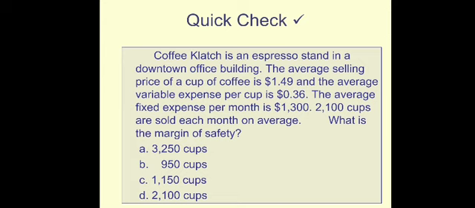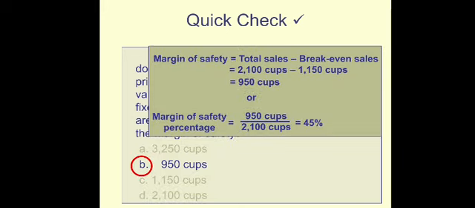Okay, this is the coffee club business. The question asks, what is the margin of safety? Always remember, the calculation is margin of safety equal to actual sales or revenue minus the break-even sales or revenue. This one is in terms of quantity. So the margin of safety is 950 cups or 45%.